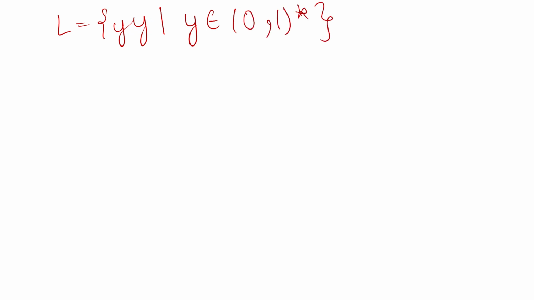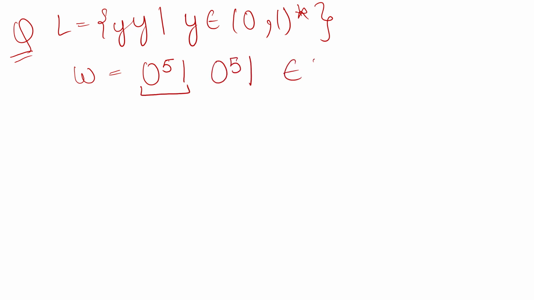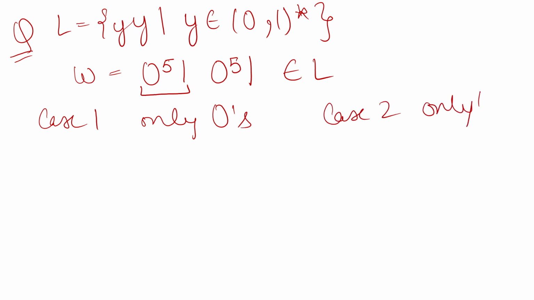The next example is L is ww such that w belongs to {0, 1}*. We have to prove it using the pumping lemma. So now w is 0^5 1, and this is w, so again we write w. This belongs to L. In this also we will take case 1 only zeros, case 2 only ones, and case 3 both 0 and 1.